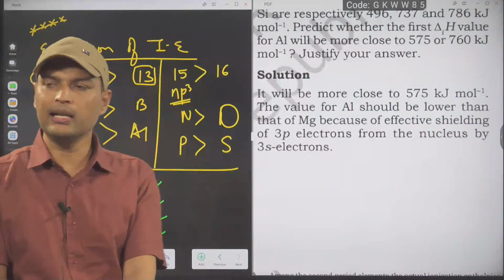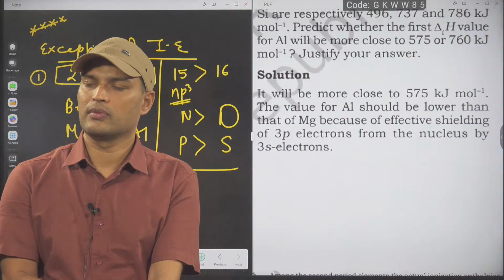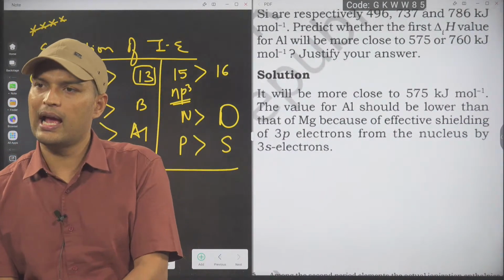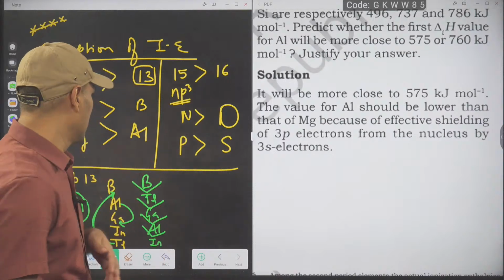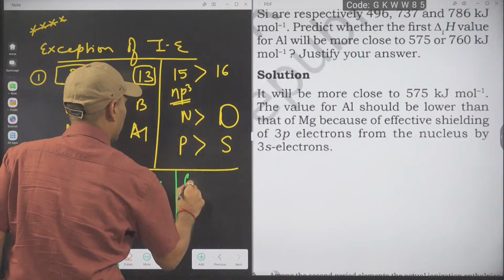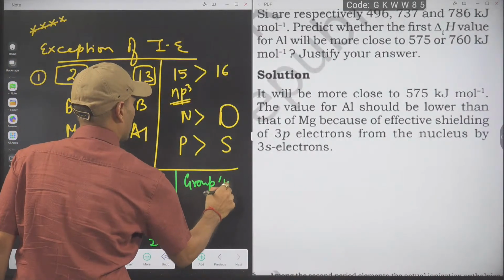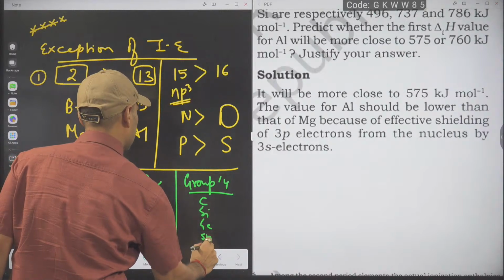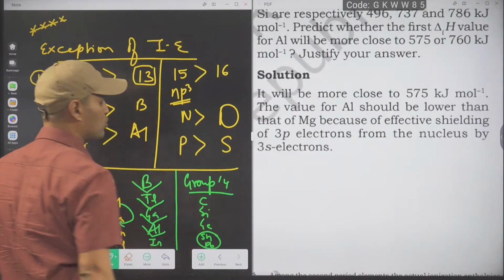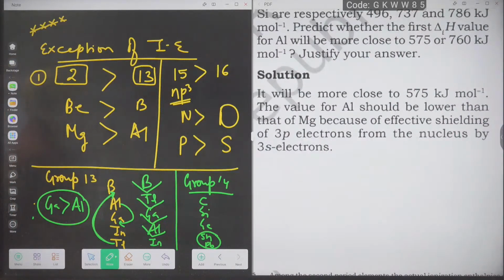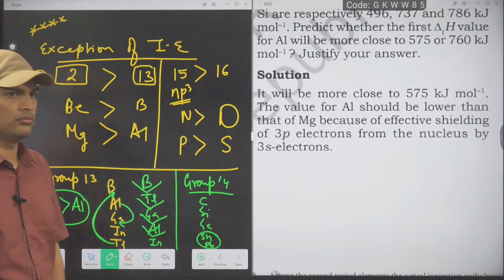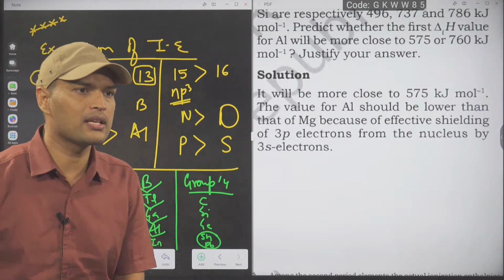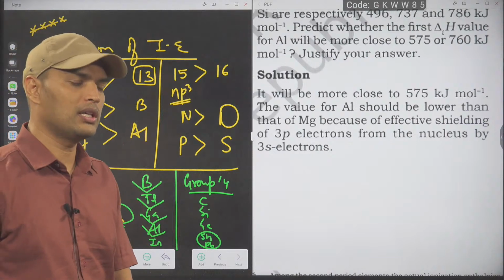Gallium is more than aluminium. Last, group 14. In group 14, what you have to change? Carbon, silicon, germanium, tin, lead. Change the last two. Clear?